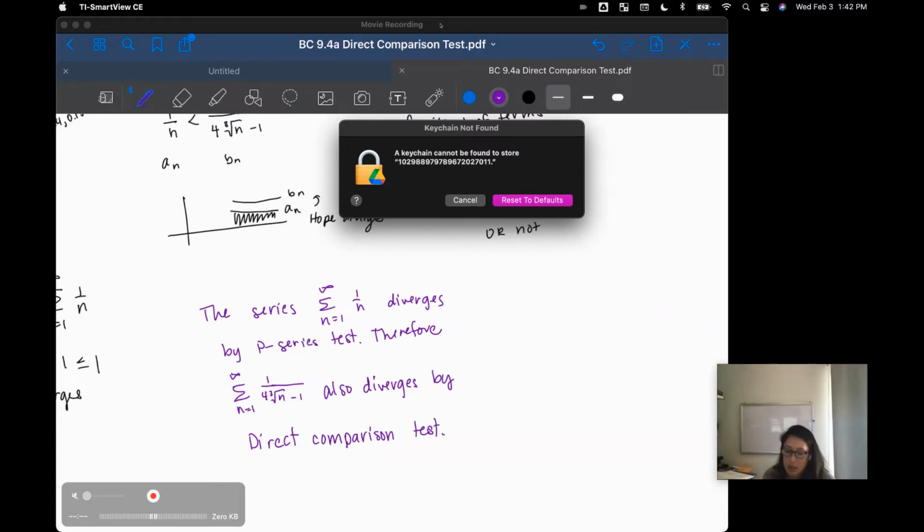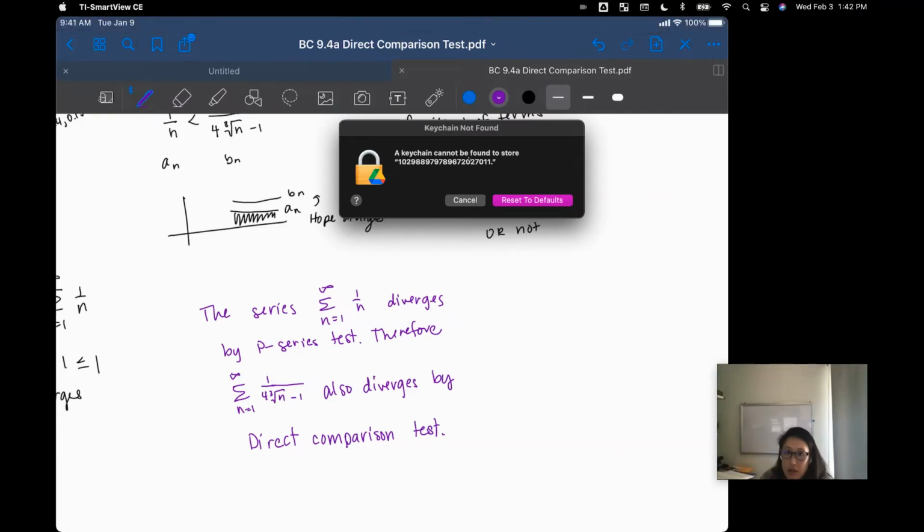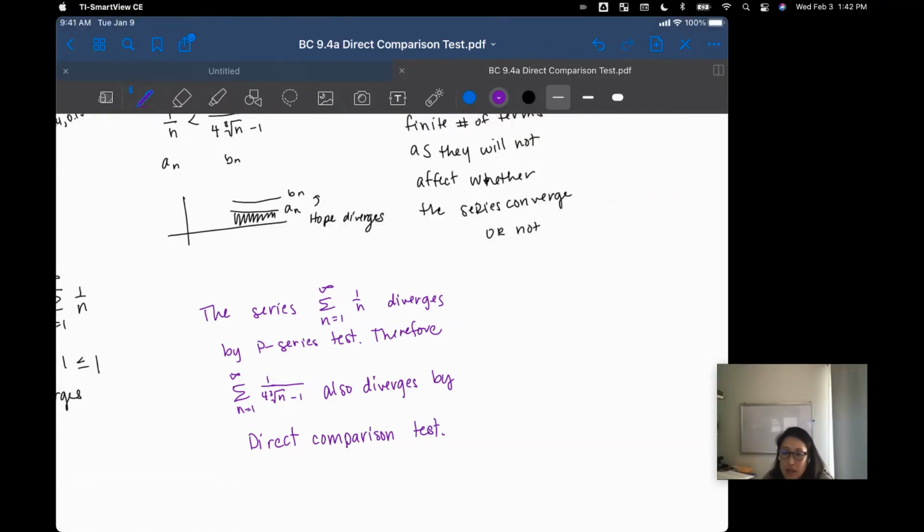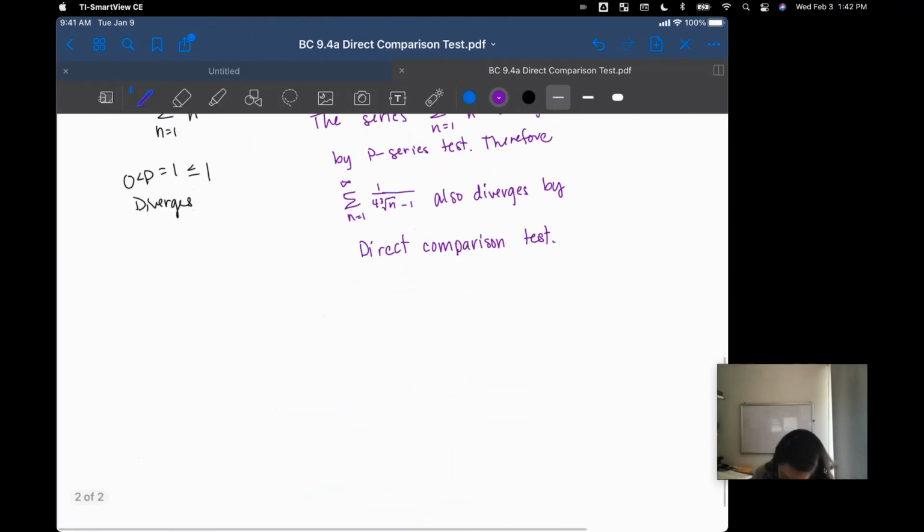Okay, that's it. Another series that you could use to compare to, instead of the harmonic series, would have been 1 over n to the 1/3. It's a p-series. At some point it's smaller than our original, and so that would be another one that you can compare to. Okay, that's it.